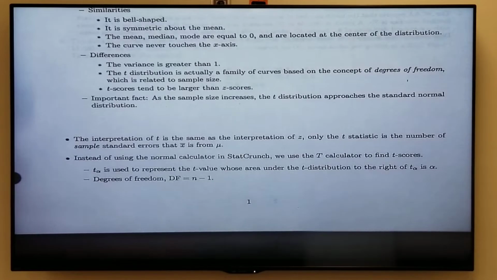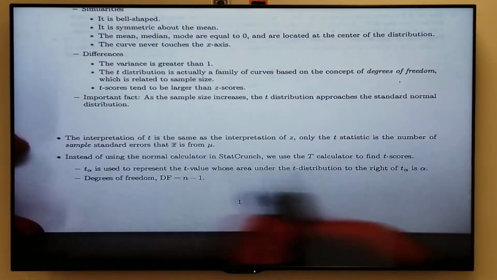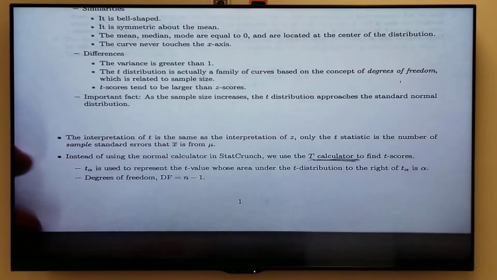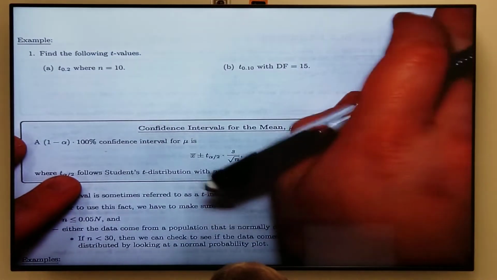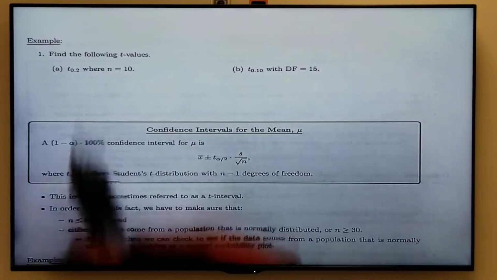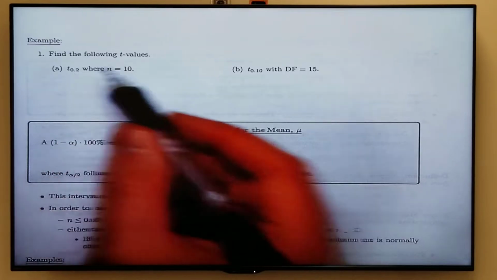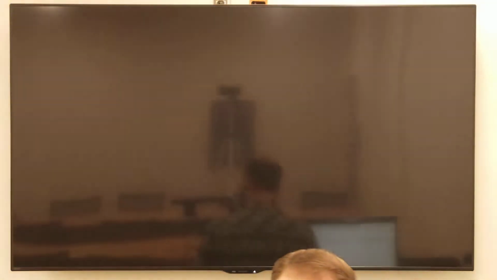To find critical values corresponding to student's t distribution, we're going to go to stat, calculators, and then t. We're going to use the t calculator instead of the normal calculator to do this. Let me give you a couple examples. It says find the following t value. So we want to find this t critical value, t sub 0.2, and this t value, t sub 0.10. Okay, let's go to StatCrunch to look at that.